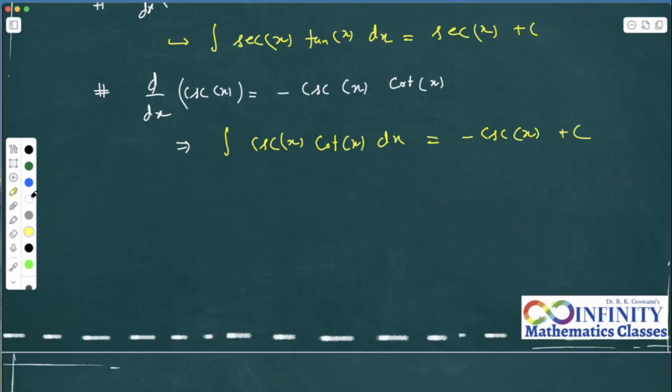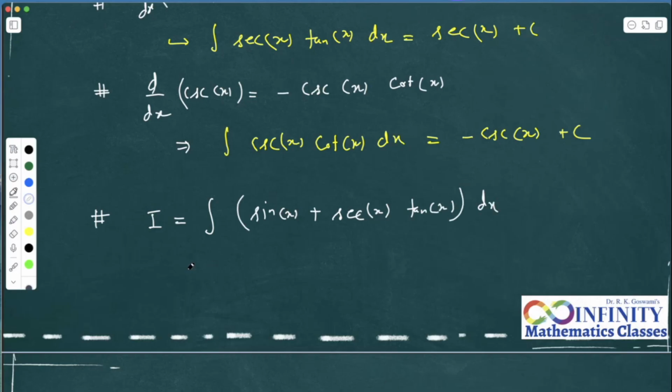What is going to be the integration of sin x plus secant x tangent x? So first of all, from plus minus, integration is going to be separated. As you know, it is the integration of sin x dx plus the integration of secant x tangent x, right?